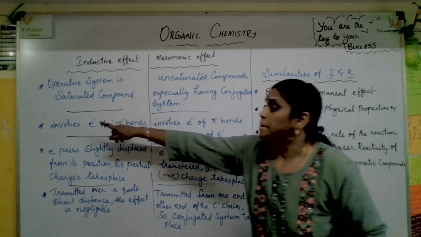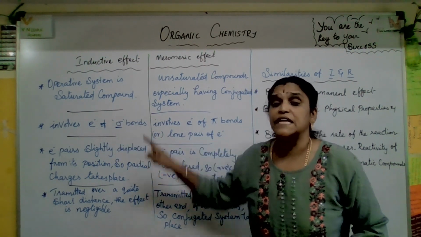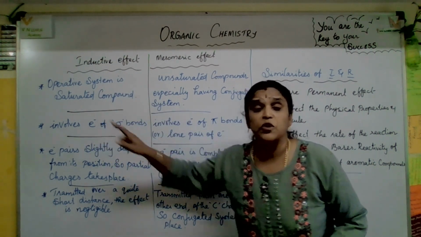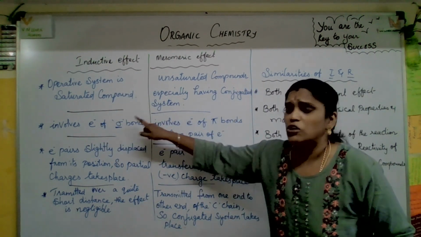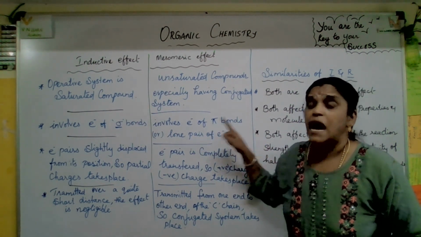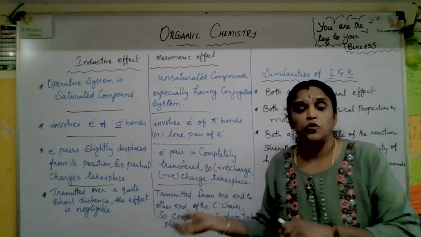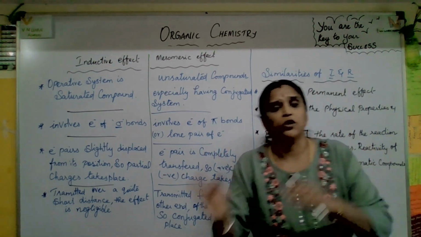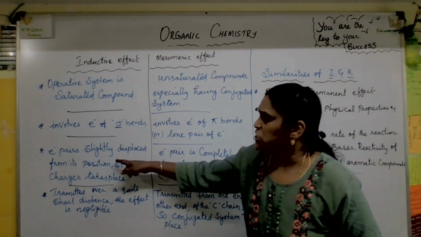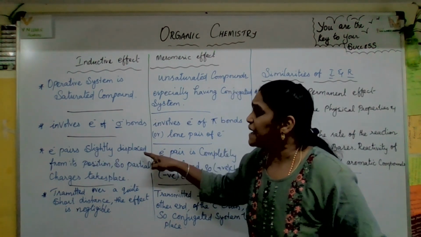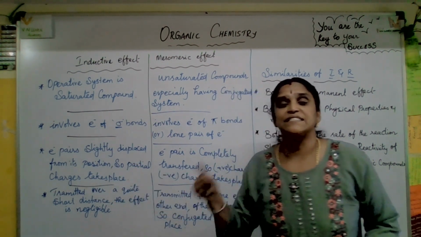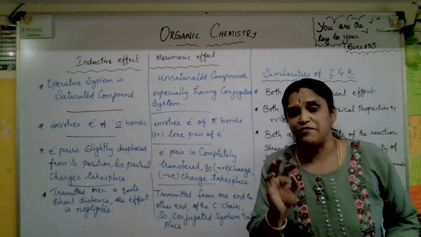The second one involves electrons of sigma bonds. As I just mentioned, the inductive effect involves only the electrons of sigma bonds, whereas the mesomeric effect involves electrons of pi bonds or lone pairs of electrons. So a lone pair of electrons to a pi bond, or a pi bond to a lone pair of electrons, that shift takes place. Next one, electron pairs are slightly displaced from their position, so partial charges, del plus and del minus, which you have gone through.